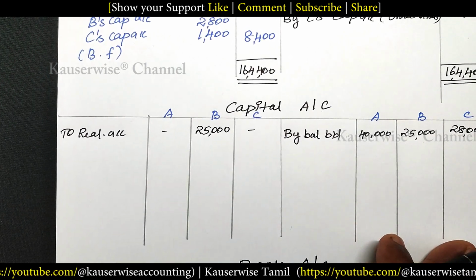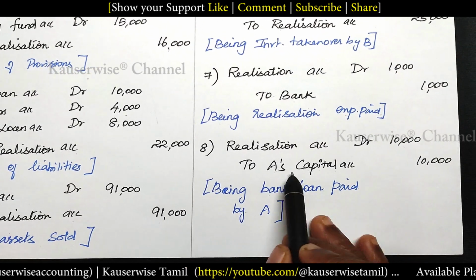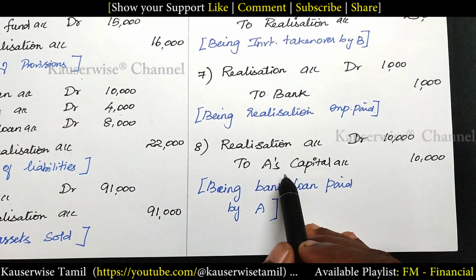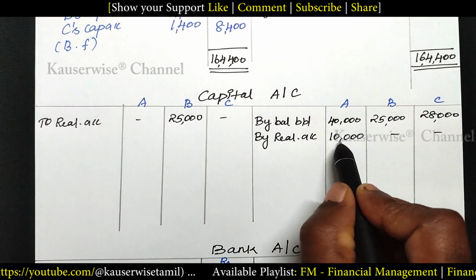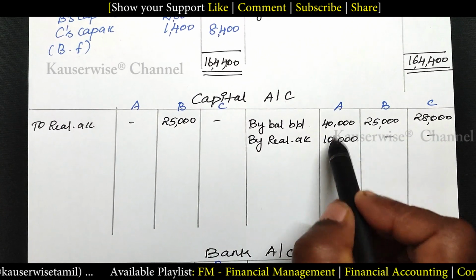Now see the journal entries. See the 8th journal entry. Realization account debit to A's capital account. This is the entry for bank loan paid. So enter this amount under A's capital account. See the capital account. We have entered 10,000. That is realization account debit to A's capital account.